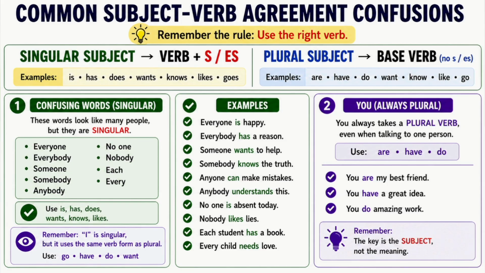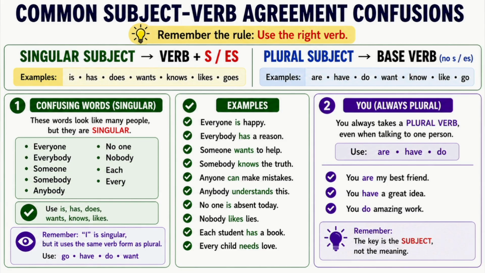As a vital side note regarding the pronoun I, while it refers to a singular person, it is grammatically treated under the plural rule for primary action verbs. Therefore, you must say I go, I have, I do, and I want, instead of using the singular forms with an s. Finally, let's look at the pronoun you.